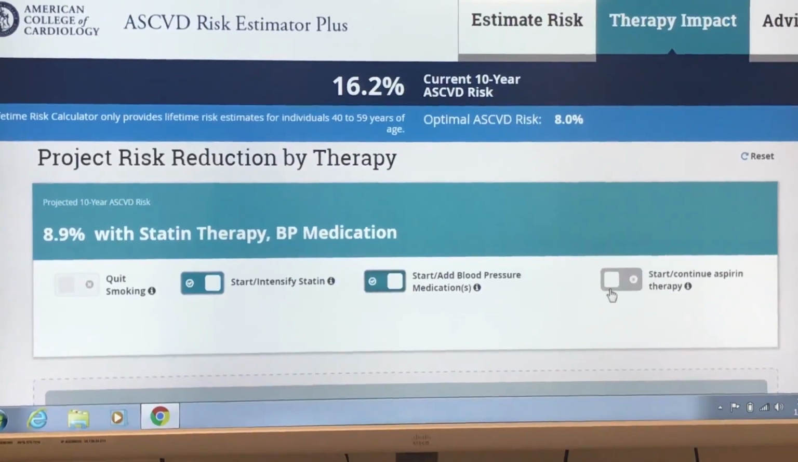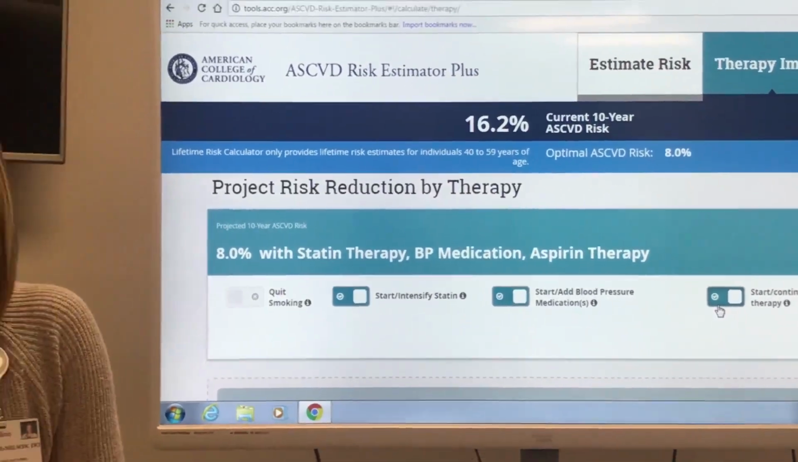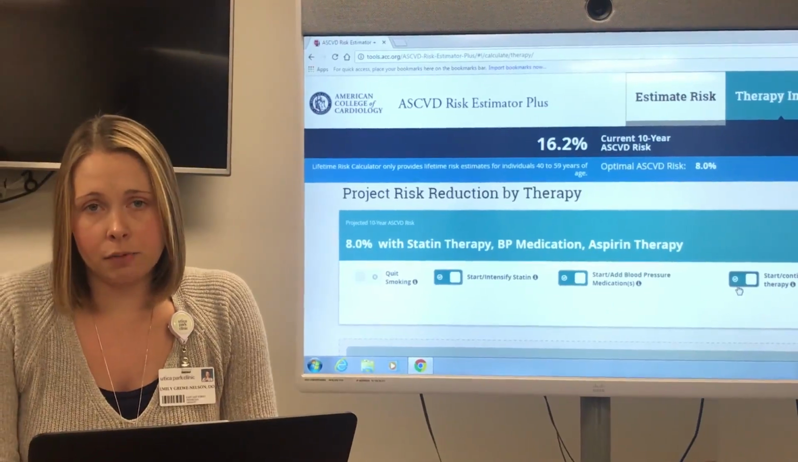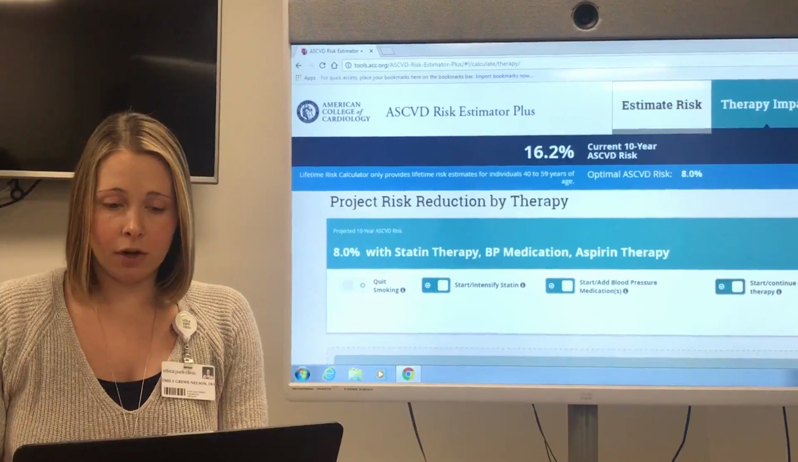And he's also a candidate for aspirin therapy. So not everyone's a candidate for aspirin therapy, but that's an important thing to look at too. And when patients ask me, should I be on a baby aspirin every day, this is generally what I use to tell them that. So that gives them a good idea.